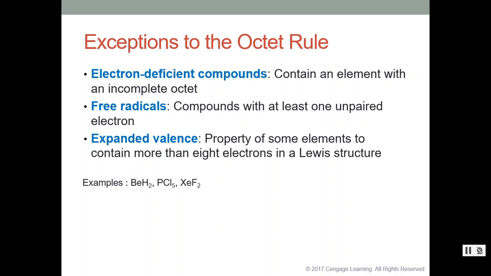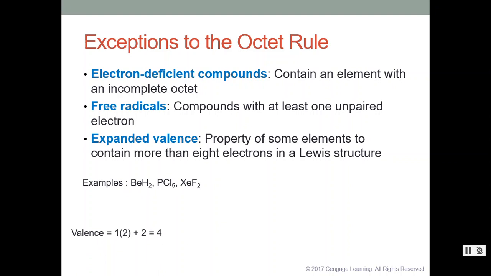So let's do some examples with Lewis dot structures that contain atoms that are exceptions to the octet rule. We'll do the center one, PCl5, in class, but let's focus on BeH2 and XeF2. So let's go ahead and do the Lewis dot structures for those two, using the rules that we talked about in the previous video. So first things first, number of valence electrons.